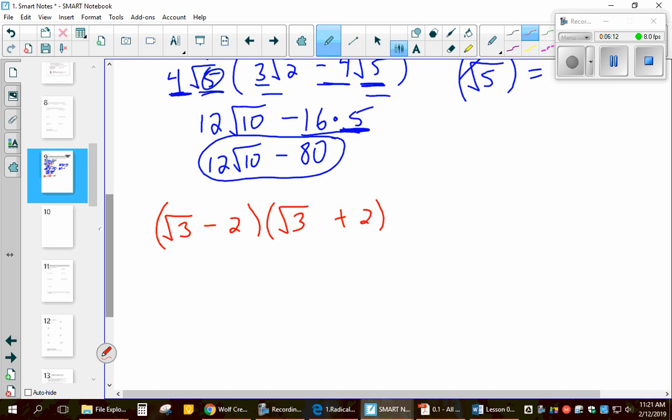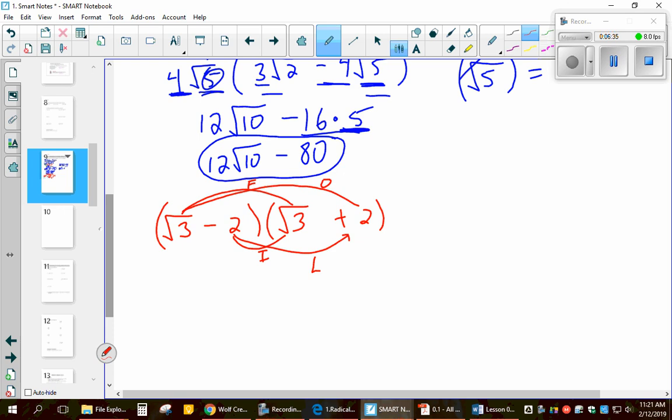All right, so now we've got a binomial times a binomial. You guys remember how to do this one? It's FOIL. You guys remember FOIL? There was first, right? That's like the F. Outside, inside, and then last.